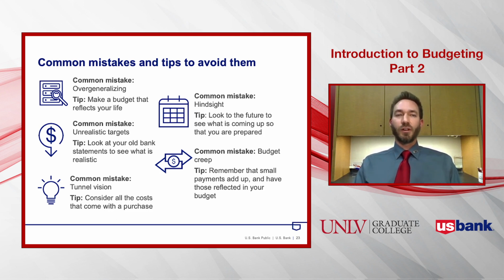Then we have unrealistic targets. Unrealistic targets are a very common mistake that many people make. For example, it's probably not realistic to set a $10 per month gas limit if you spend a lot of time driving to school and work.